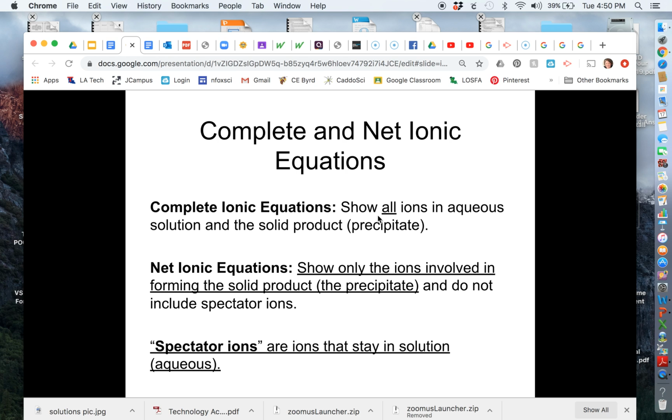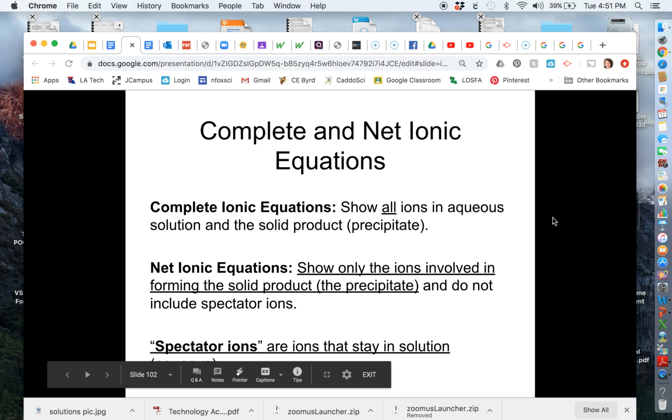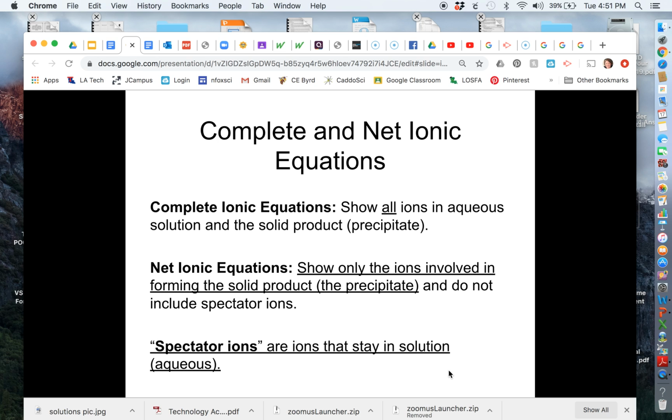Okay, to write a complete ionic equation, we show all of the ions in aqueous solution and the solid product, which is called the precipitate. A net ionic equation shows only the ions involved in forming the solid product, which is the precipitate, and does not include spectator ions. The spectator ions are the ions that stay in solution. So the solution is aqueous and they don't participate in making the solid, so they are spectators.